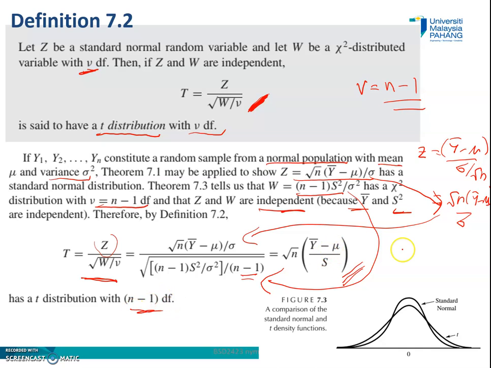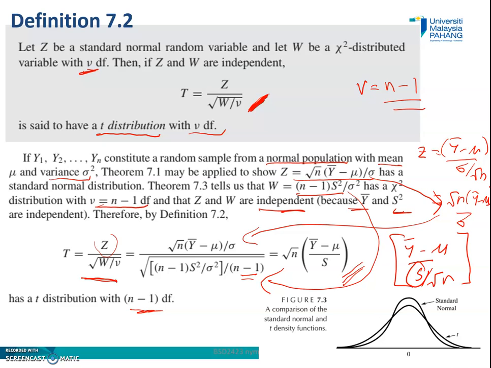How is it? This one, you remember? Y bar minus mu over s over square root n. This is the formula that you use when the sigma is unknown. You only have the sample size. Okay, I mean the sample standard deviation.